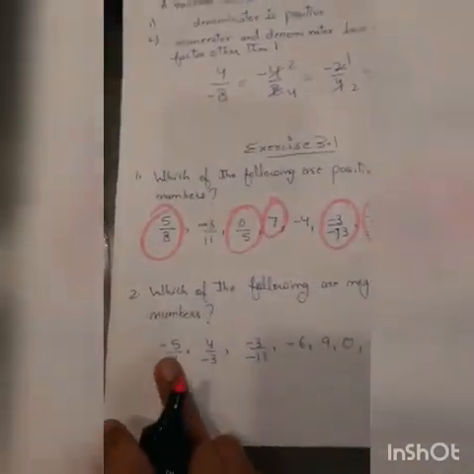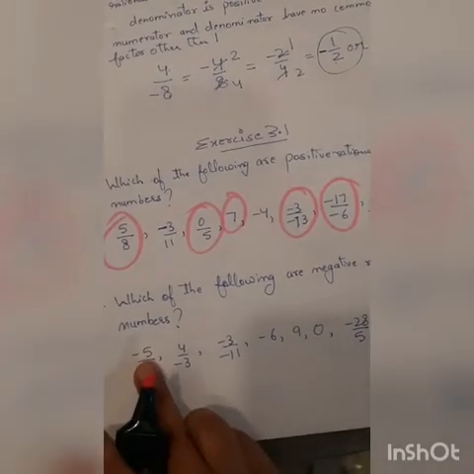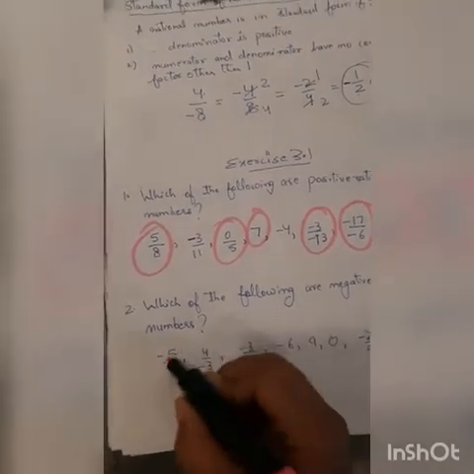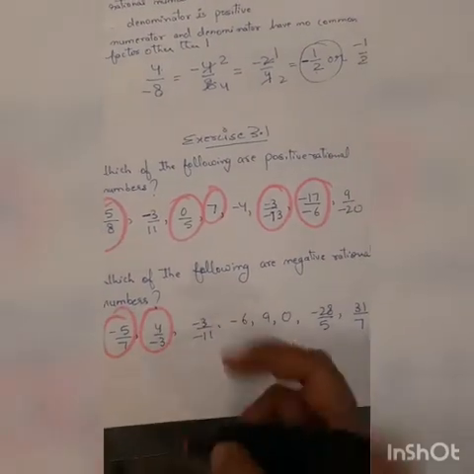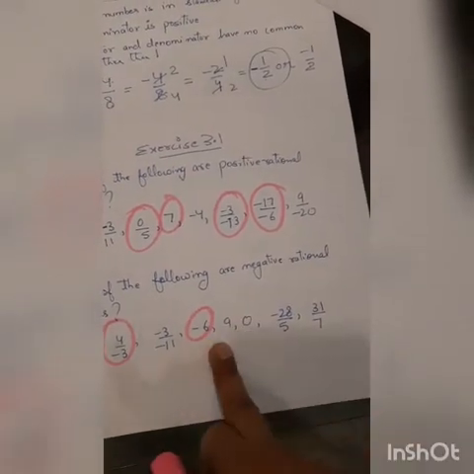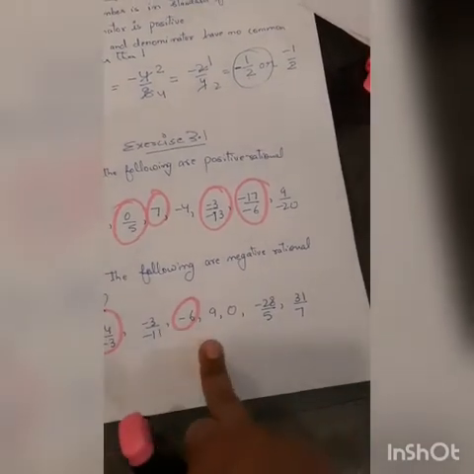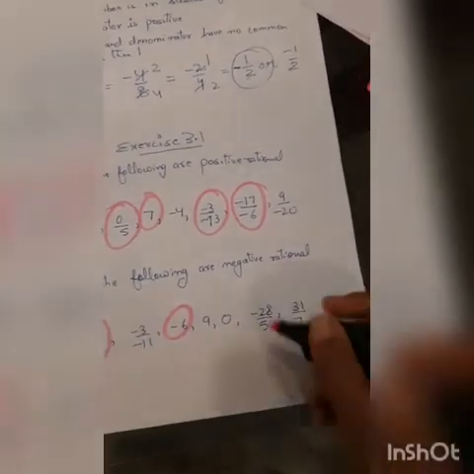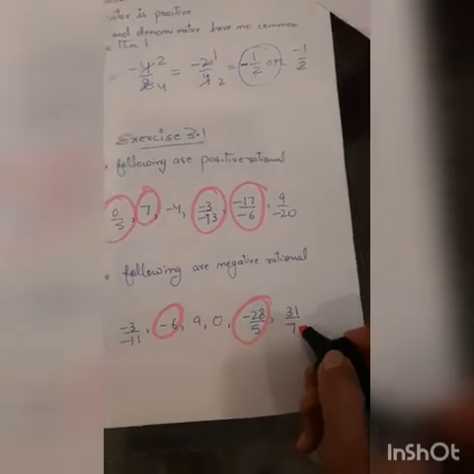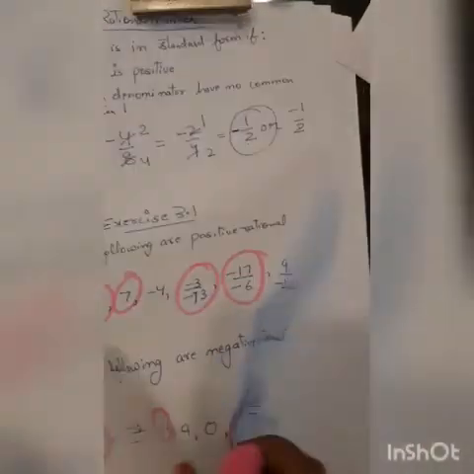Next, which of the following are negative rational numbers? Now, even if one of the numerator or denominator is negative, it is a negative rational number. So this is a negative rational number. This is also a negative rational number. This is positive because this will cut with this. This is also negative. Both are positive because if they don't have a denominator, it means the denominator is 1. All three have 1 as a denominator. Minus 28 by 5 is a negative rational number, and 31 by 7 is a positive rational number. Let's proceed with question number 3. Questions 1 and 2 you also have to do, students.